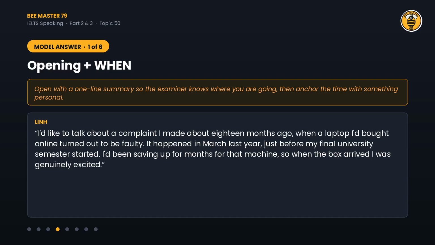Let's build the answer piece by piece. Piece 1, the opening and the when. I'd like to talk about a complaint I made about 18 months ago when a laptop I'd bought online turned out to be faulty. It happened in March last year, just before my final university semester started. I'd been saving up for months for that machine, so when the box arrived I was genuinely excited.